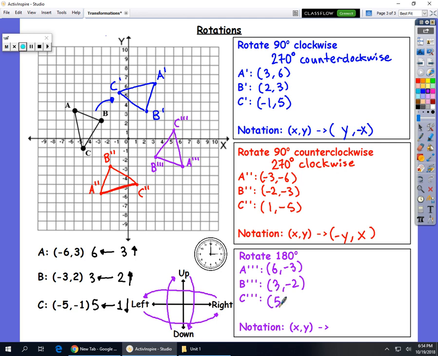All right, let's look at the numbers. 6, 3, 5, 6, 3, 5, 3, 2, 1, 3, 2, 1. So it looks like the negatives became positives, positives became negatives, but x and y are still in the same place. So my notation for this, x became negative, and y became negative. However, x and y are still in the same positions. So yeah, 180 degrees is the nice rotation. 90 in either direction is pretty confusing. Yeah, so that's it.